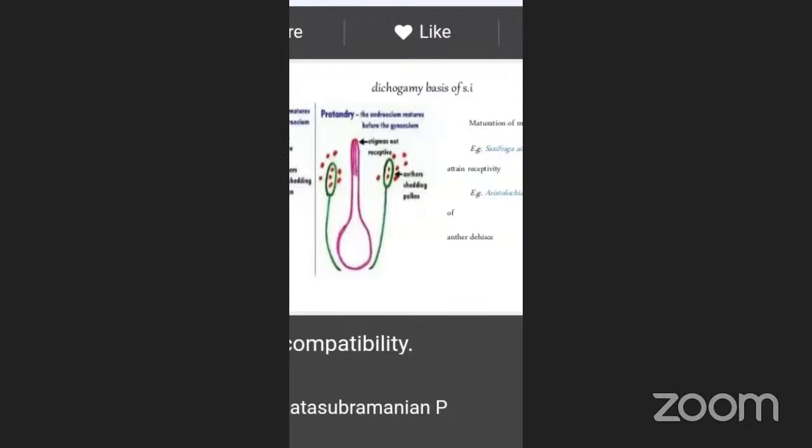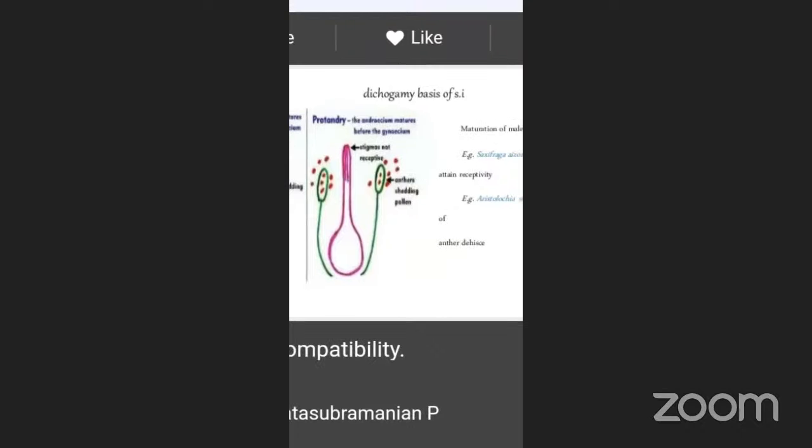Here, protandry. Protandry: protos means first, andros means male. Protandry means the male reproductive organs develop earlier compared to the female organs, that is, when the anthers mature earlier than the stigma of the same flower. So the anthers mature earlier than the ovules. Here the pollen grains are carried down to the stigma of the flower, for example cotton and rose flower. That is protandry.